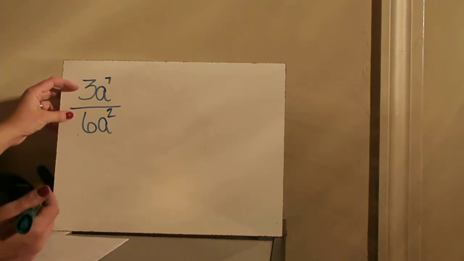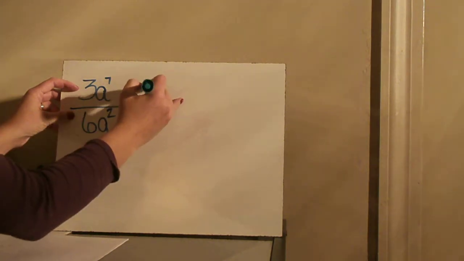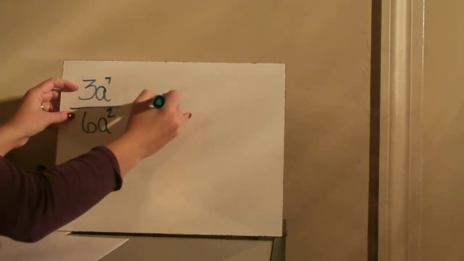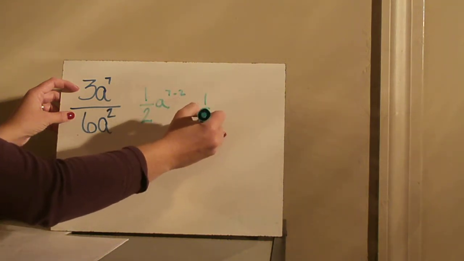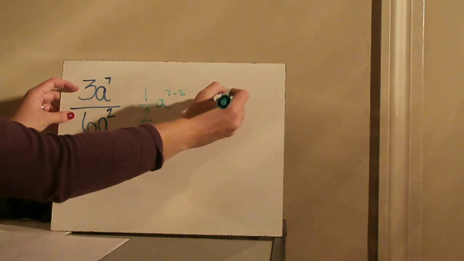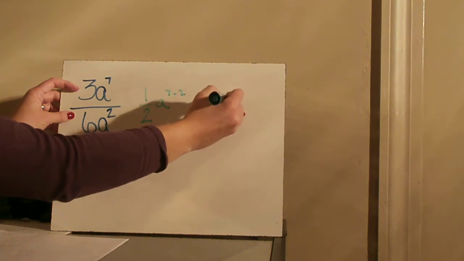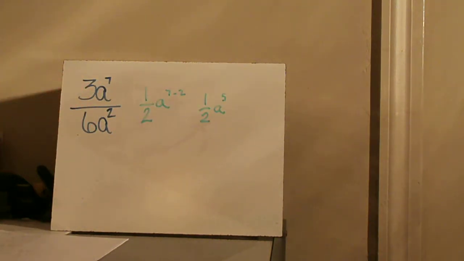Alright, our next example, 3a to the 7th over 6a to the second power. Okay? Now you can go ahead and reduce 3 over 6 to be 1 over 2. A and 7 minus 2, so that's 1 over 2 a to the 5th. Okay?